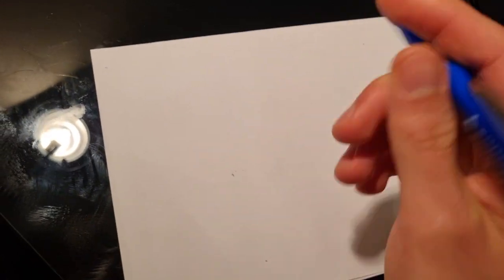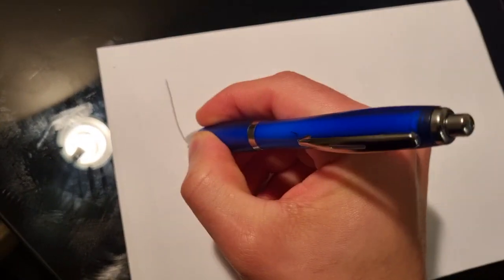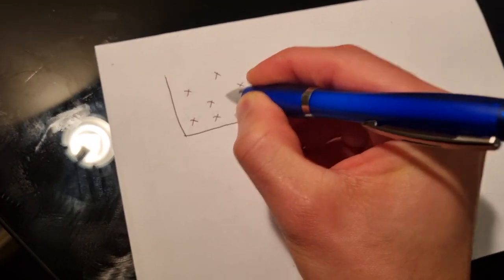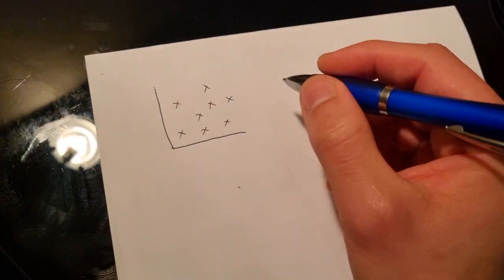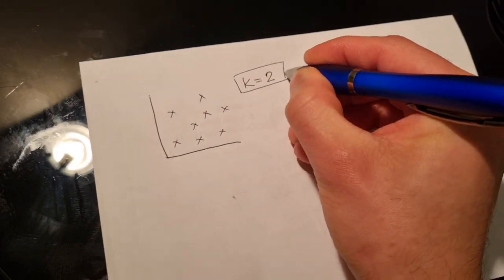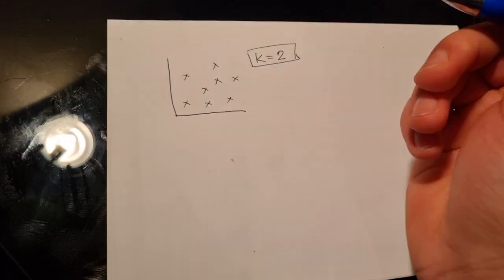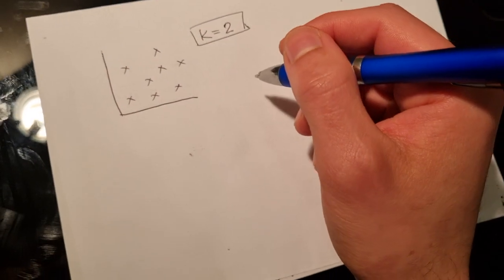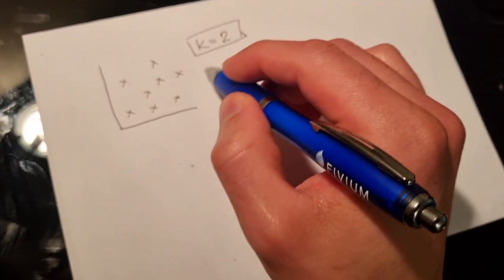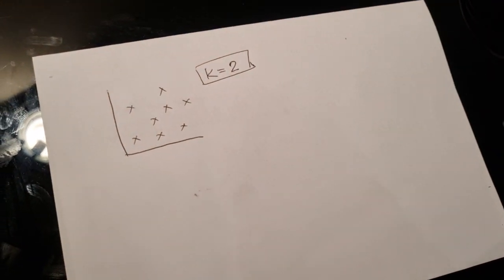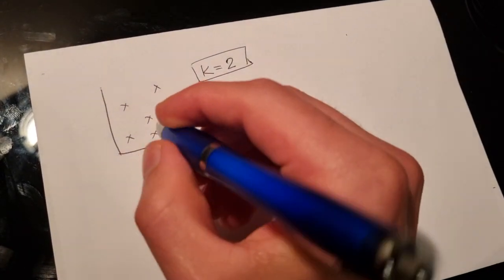So let's get going. Let's say we have a graph here with some random data points. Initially, what we do is we set a k value. Let's set it to 2 for our example. This basically means we want the data to be separated into two groups. From this data set, we will select random data points, the same number as our k value. So we will select two data points.